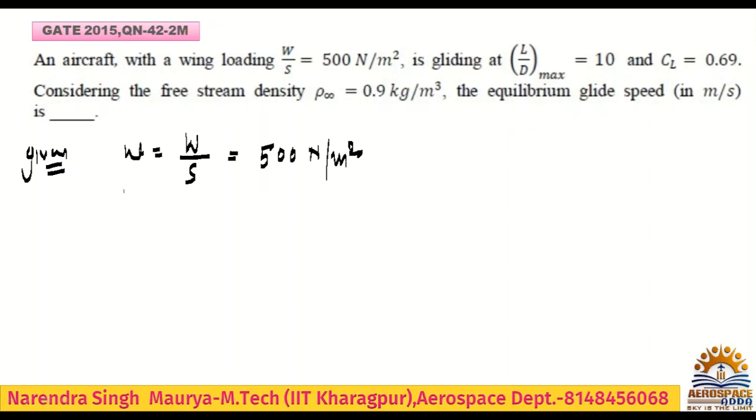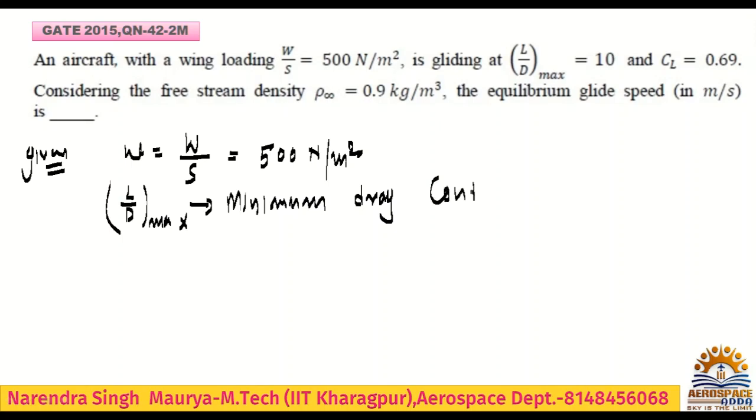Gliding at L by D max, okay? So L by D max is given. Remember this L by D max is also called the minimum drag condition. Here it may or may not be required, but whenever L by D max is given, you need to understand automatically that this is the minimum drag condition, and how much is it given? 10. It is also called aerodynamic efficiency. Just for knowledge I'm giving, everything you need to remember.